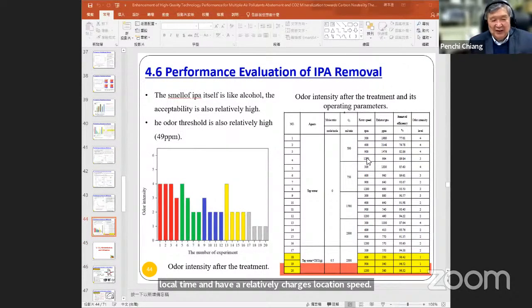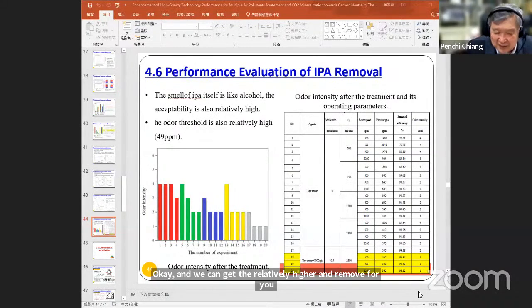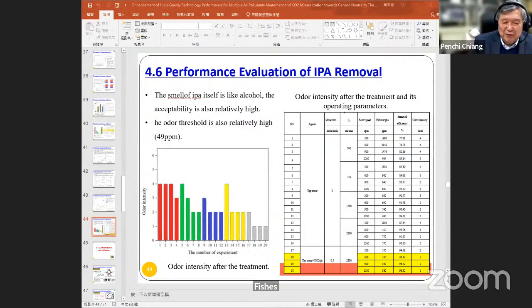Because time is limited, I cannot give you more detailed information shown here, so I will just summarize at the moment. Through several tests, we can find the best operation performance. At this level of operation, we can get a relatively higher removal efficiency, higher than 96%. Once again, those problems can be solved under this situation.